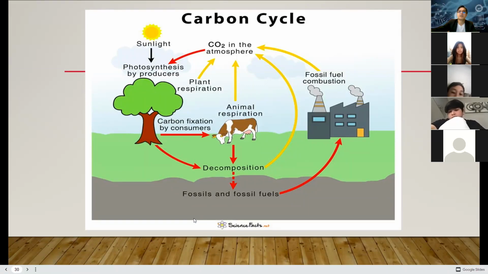This is the carbon cycle. Again, the main character in the carbon cycle is the plant. Right?